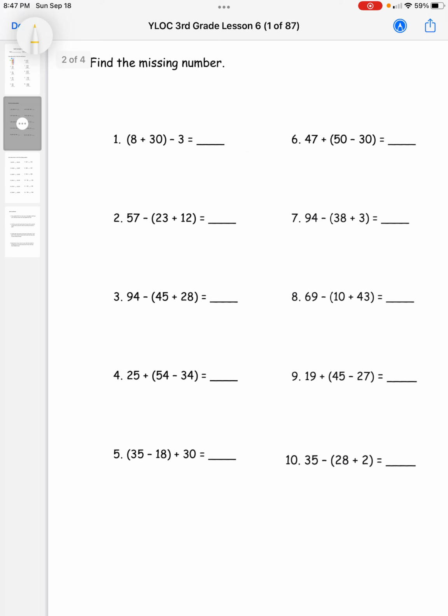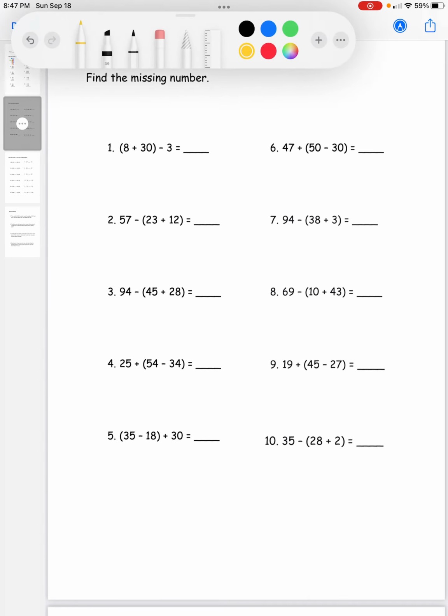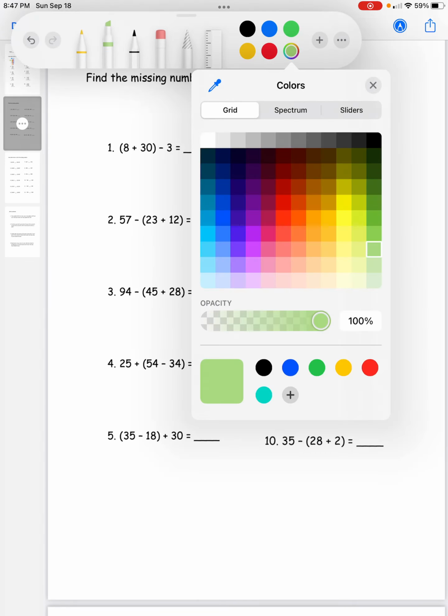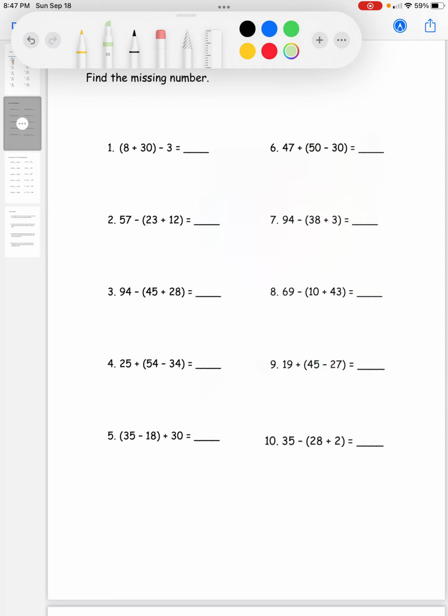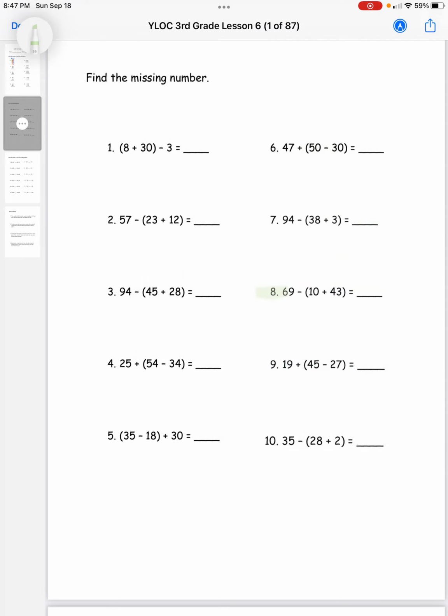Let's get question number 2. Or sorry, not question number 2, page number 2. Okay, so let's look at question number 8 and 4.